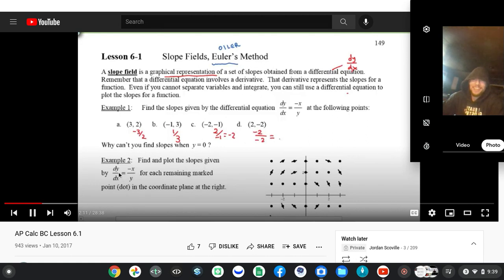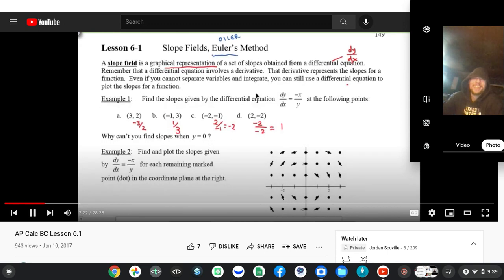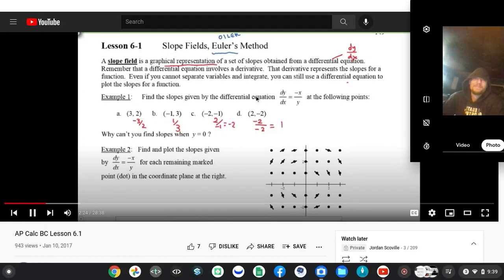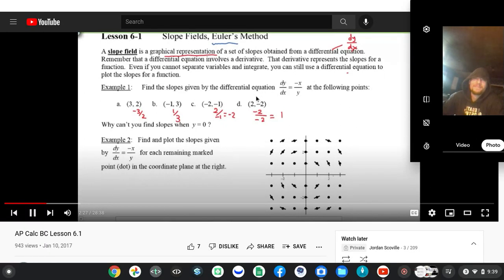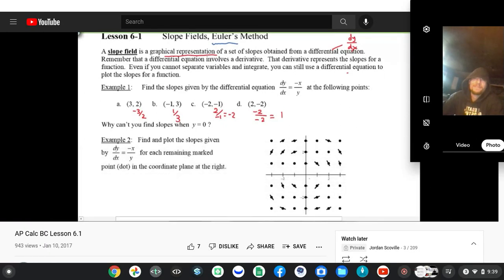And interestingly enough, that is just equal to 1. So, if I asked you now to actually plot these points, and I think that's what example number 2 is about, at the specific values, you've got 3, 2. So look, at 3, 2, that's this point right here. What should the slope be? It's like negative 3 half. So how do I show a flat slope?